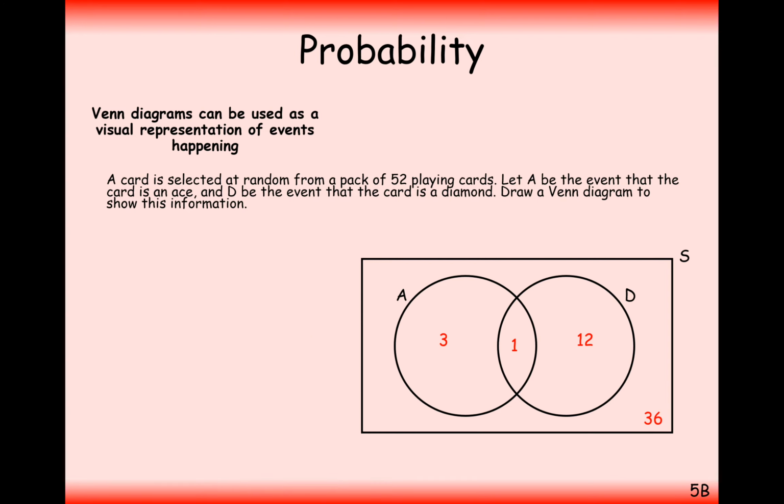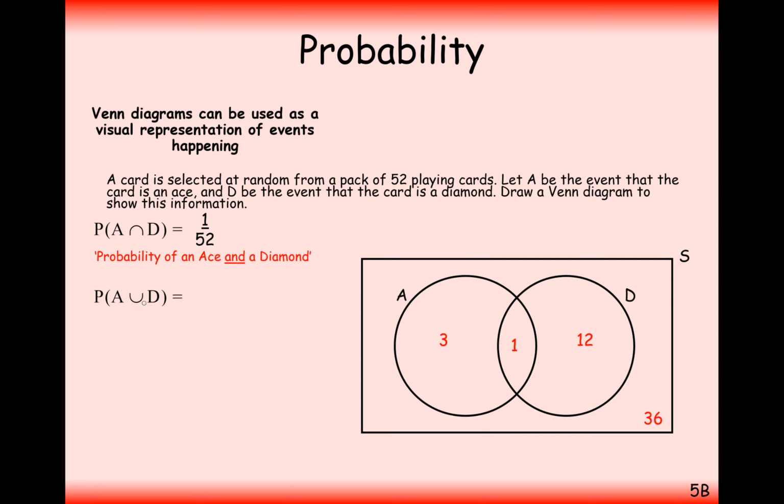Okay, so let's answer a few little probability questions now. Probability of A and D happening together. Well, there's one card where there's an ace and a diamond out of 52 cards in total, so that's 1 out of 52.